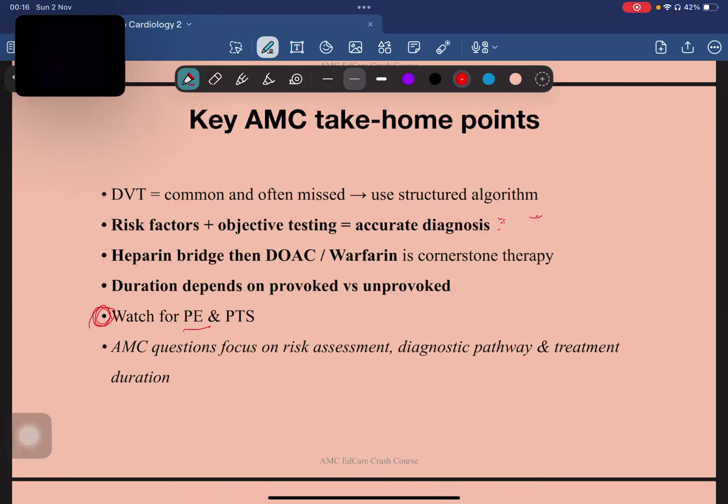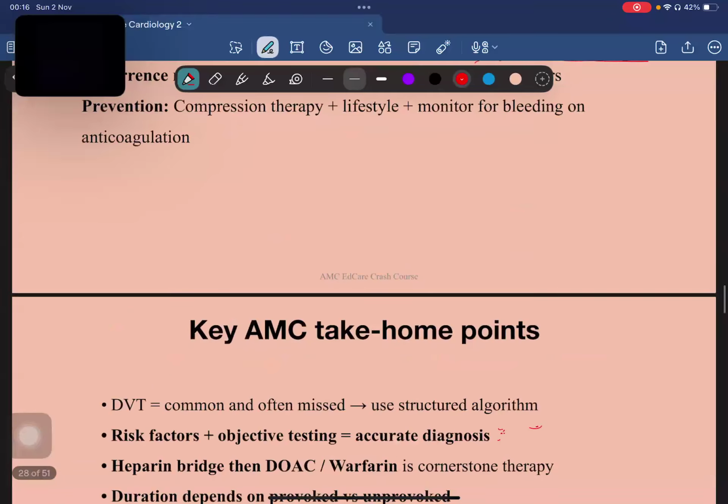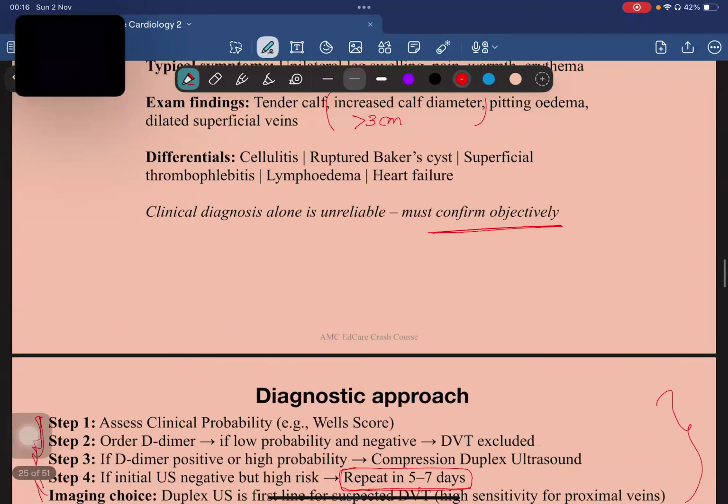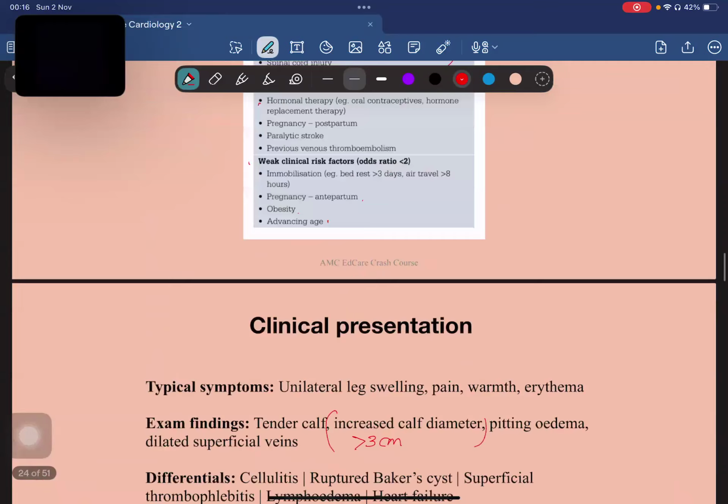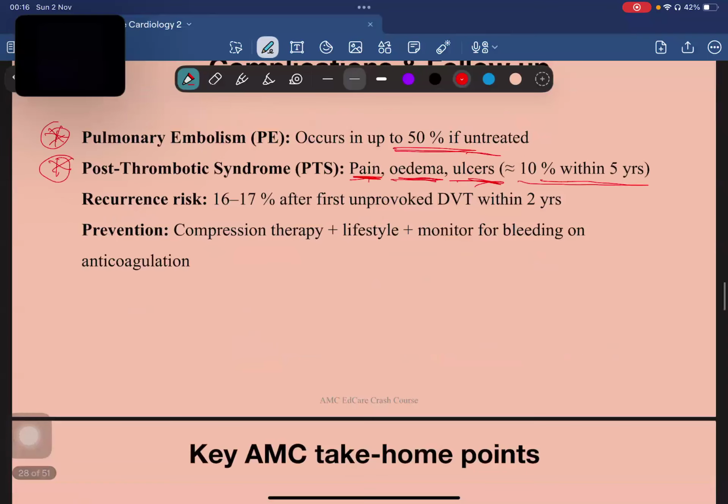And yeah, I feel like AMC questions focus on the risk assessment, the diagnostic pathway and the treatment duration in DVT mainly. So if you can just know those tables and the little points that we discussed, you should be good to go with DVT questions. So yes, I feel like that's pretty much it about DVT, but there's always space for more reading, more questions.